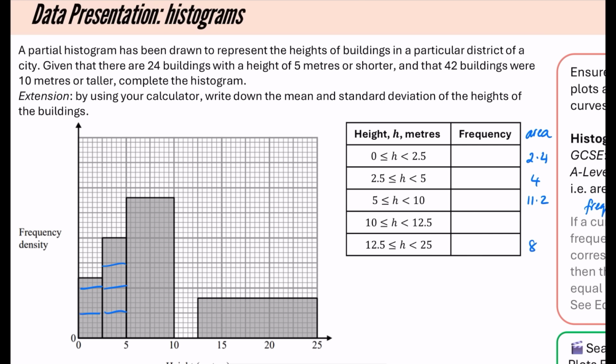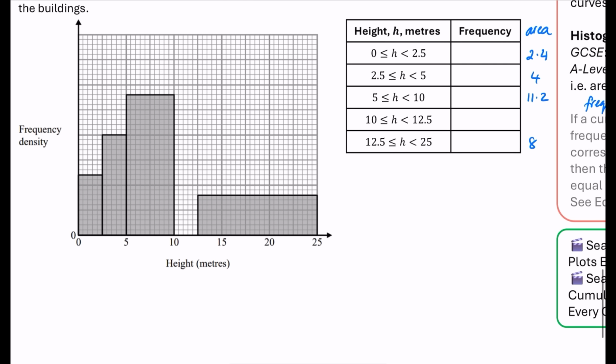Okay, now we know something. We know that there are 24 buildings with a height of 5 meters or shorter. So that means these two sections here represent 24. So I'm just going to write that down, that the area, I'm actually probably going to use this: frequency equals K times by the area. So we know that there are 24 buildings that are being represented by an area of 2.4 plus 4. So the area of those two is 6.4. And this is for my 0 to 5.